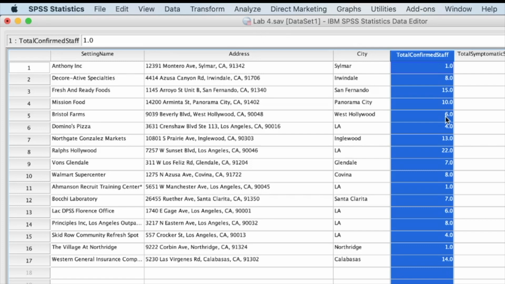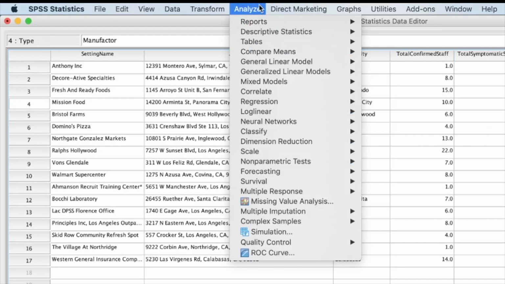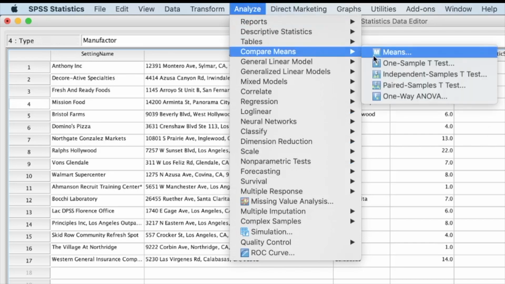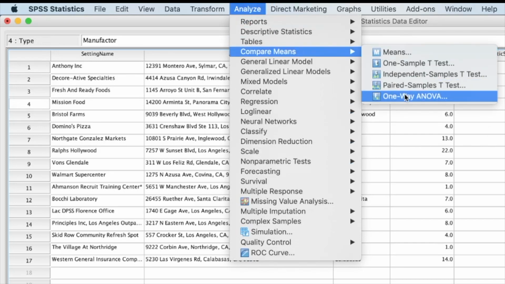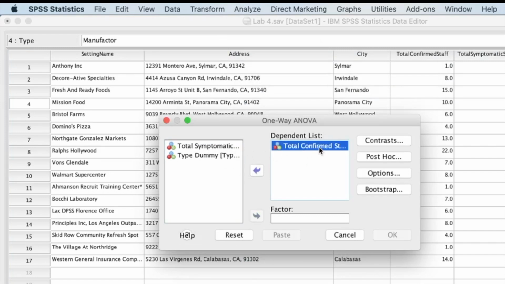In order to look at that, you press Analyze, Compare Means, and then One-Way ANOVA. Okay. So again, my dependent list. What I wanted to see is whether there is a difference in the total number. So I'm going to just push over the total number of confirmed staff.